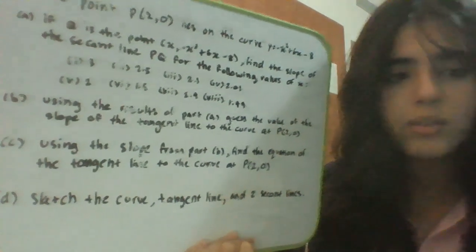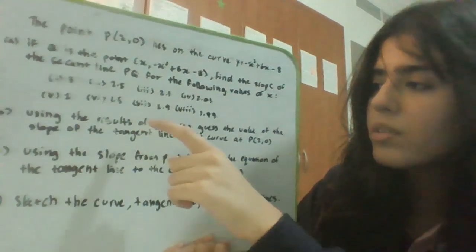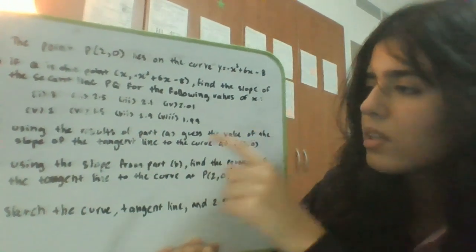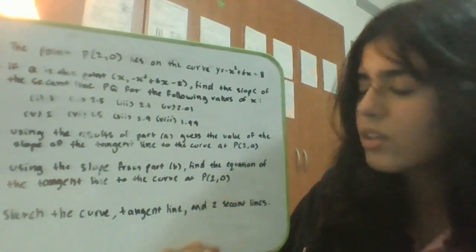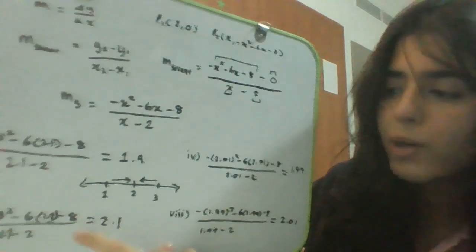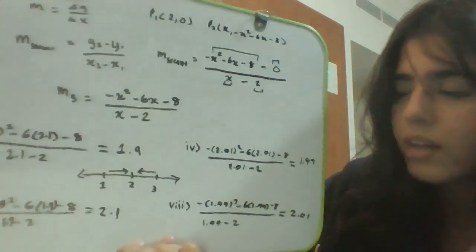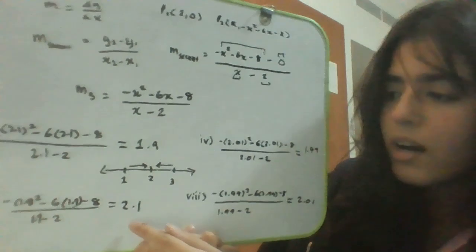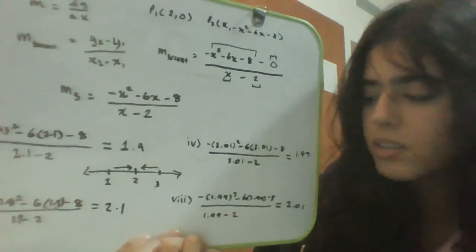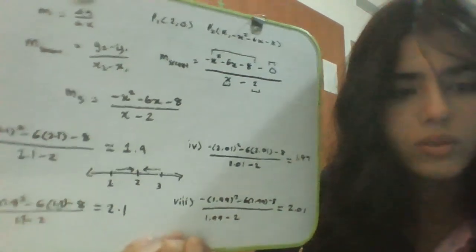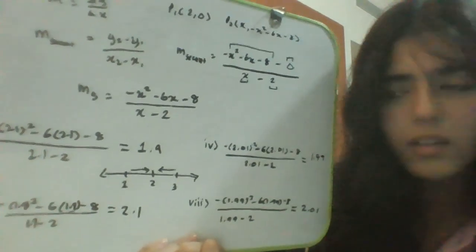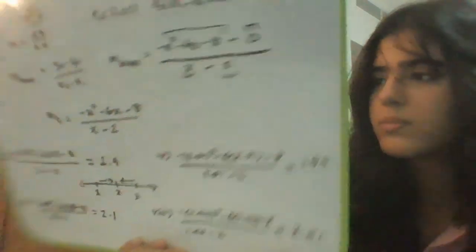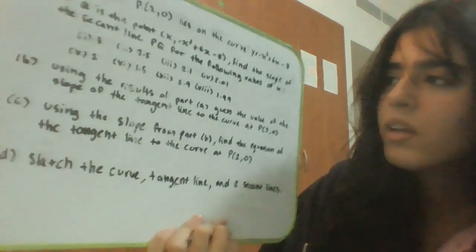Okay, so here it says in part B, using the results of part A, guess the value of the slope of the tangent line to the curve at P(2, 0). This is part A. Plugging in these values is part A, and we're supposed to guess, and that's exactly what we did. We guessed that our slope is going to be 2 because whenever x approaches 2, y also approaches 2, okay? So our m value, our slope, is going to be 2. And then part B is done.